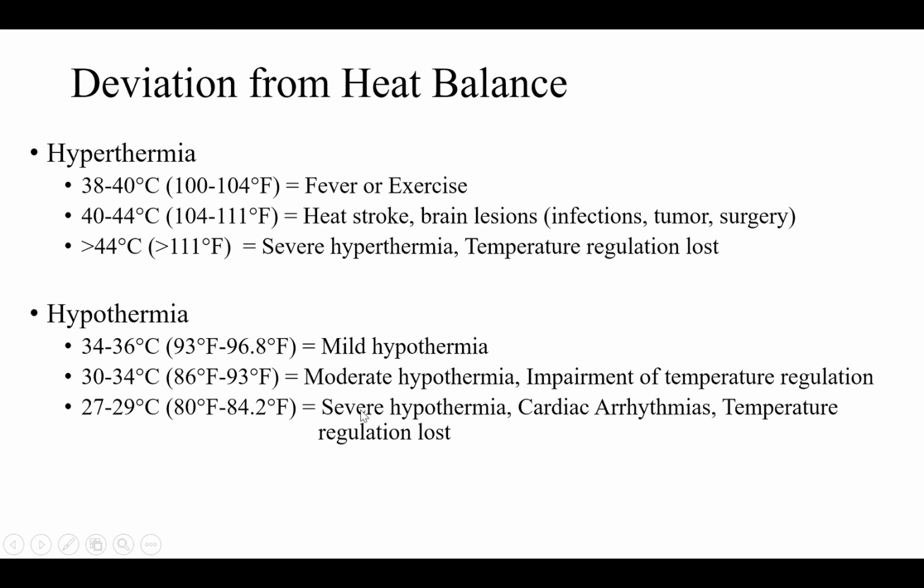And severe hypothermia occurs at 27 to 29 degrees centigrade, and you have severe cardiac arrhythmias and temperature regulation is lost. And why do you have cardiac arrhythmias? Your books will just mention the name cardiac arrhythmias and never explain anything. I'll explain in more detail why you have cardiac arrhythmias. But the quick understanding is that low temperature, anytime you're hypothermic, basically irritates the conduction system of the heart, and that is the quick explanation of cardiac arrhythmias.